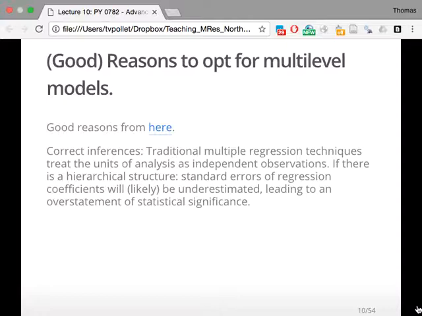Traditional multiple regression techniques treat units of analysis as independent observations. Often that's not the case. If there is a hierarchical structure, then your regression coefficients, the B's, will be correct, but the standard errors will be wrong, and likely they'll be underestimated, leading to an overstatement of statistical significance. So if you did your study in a school and you didn't account for clustering based on classes, for example, then you might say there is some type of relationship, but it's entirely driven by the hidden structure of classes in your data.